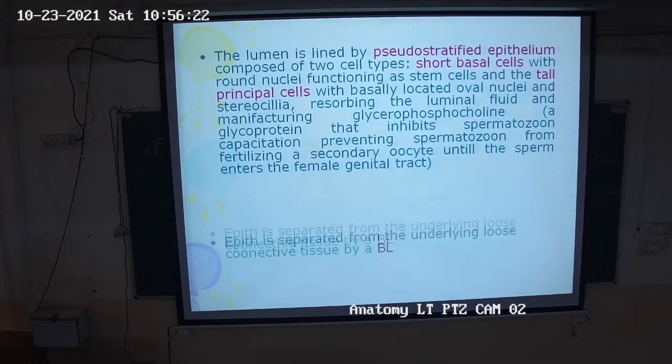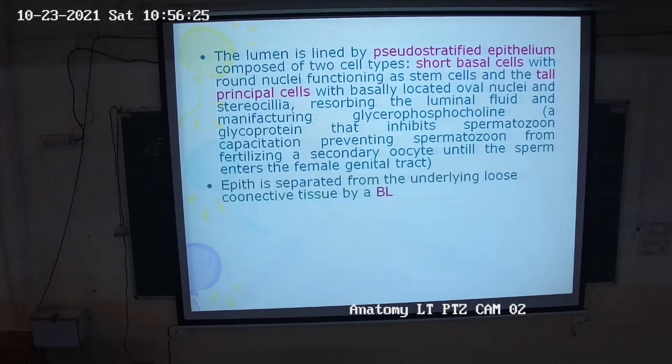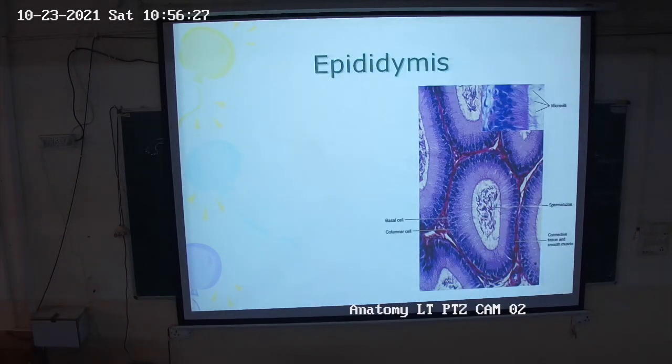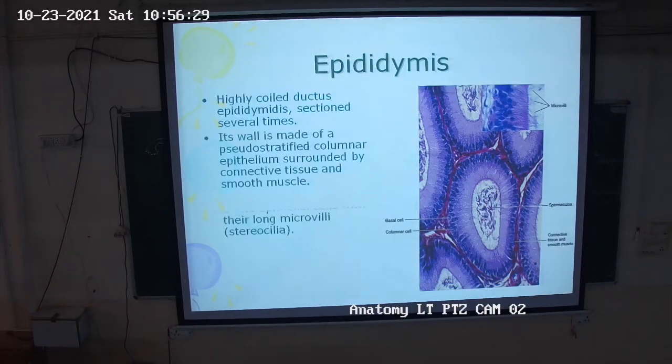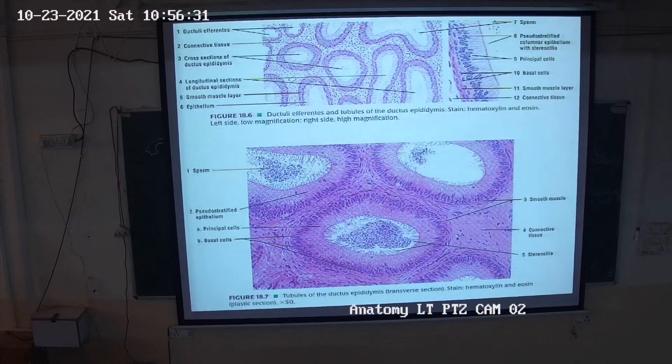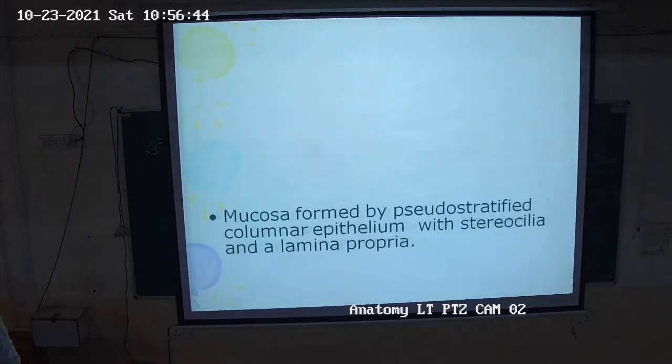Similar to the ureter, but the epithelium is pseudostratified columnar, lined by the cilia, stereocilia. It has a thick middle circular coat, so that is the differentiating part. In the ureter there is transitional epithelium, here there is pseudostratified columnar epithelium. Okay, so lamina propria, muscular coat, and adventitia in the vas deferens.